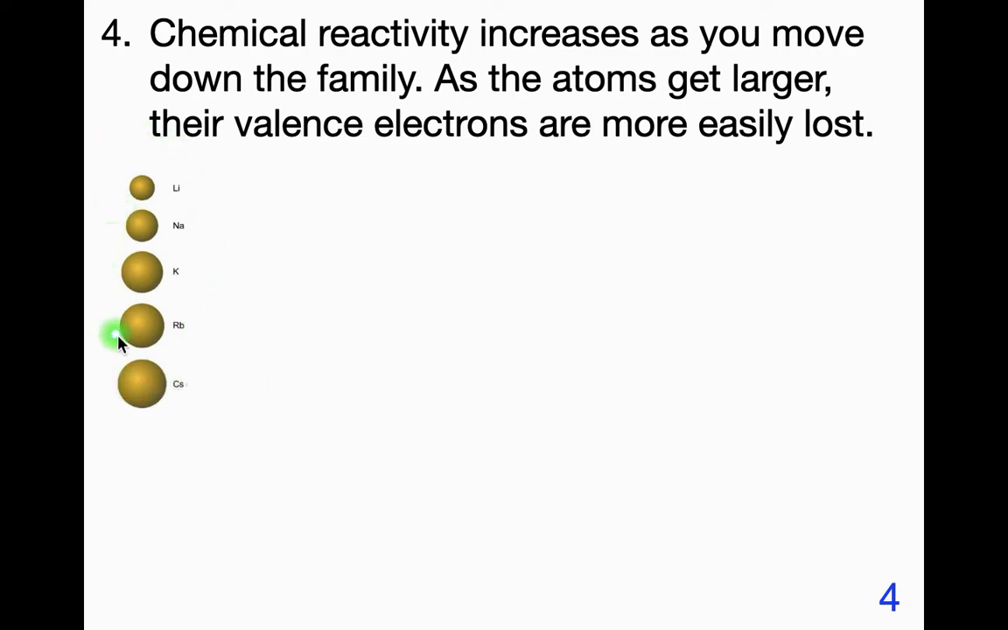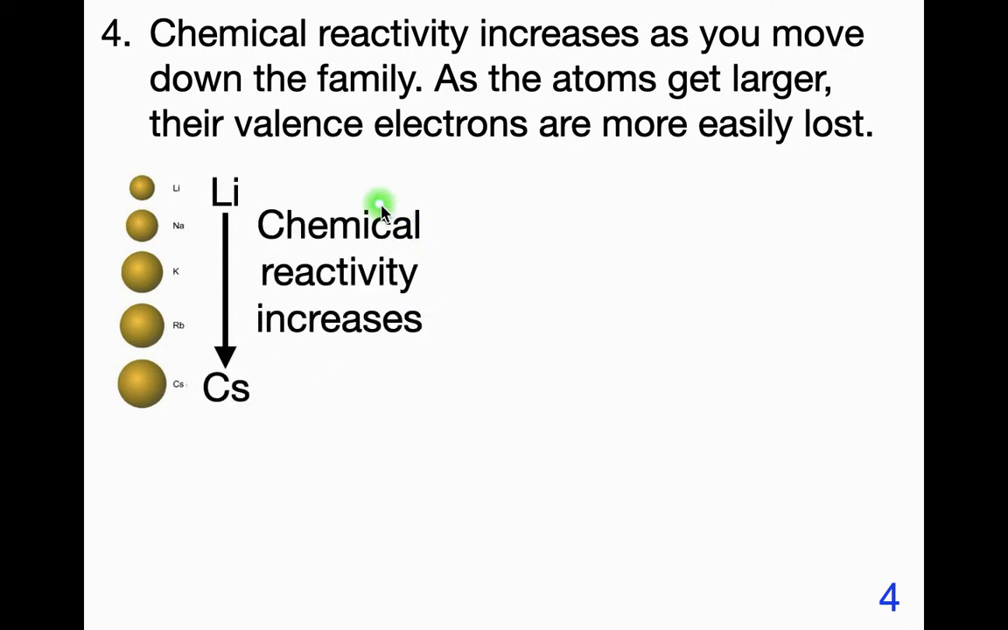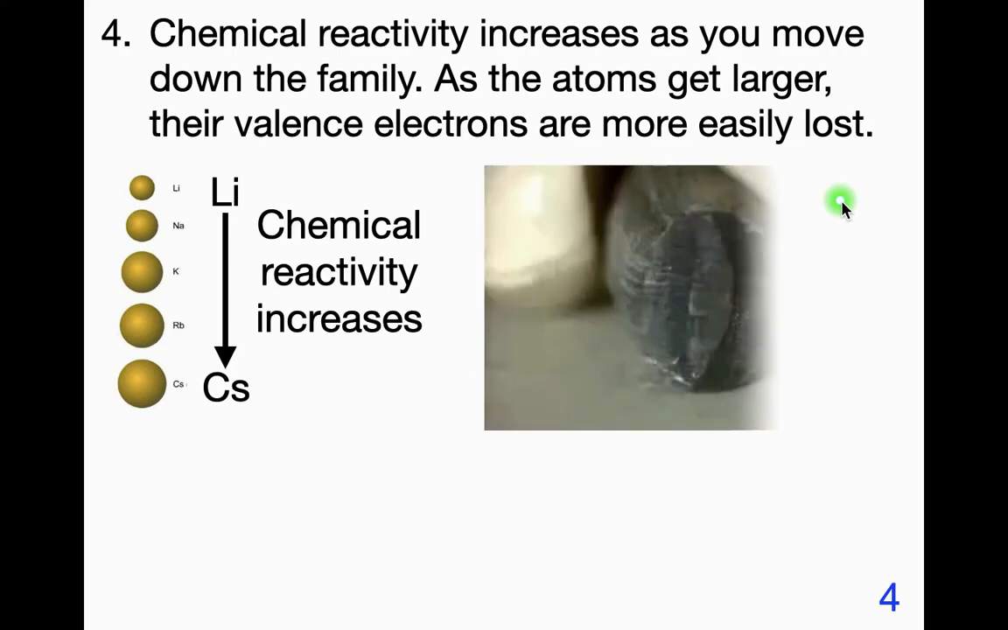So cesium is going to be much more reactive than lithium because cesium is going to be able to get rid of its valence electron much more readily. So the reactivity increases as we go down the family. I'm going to show you a little video now of that reactivity.